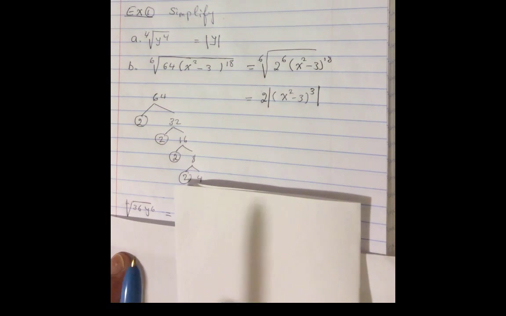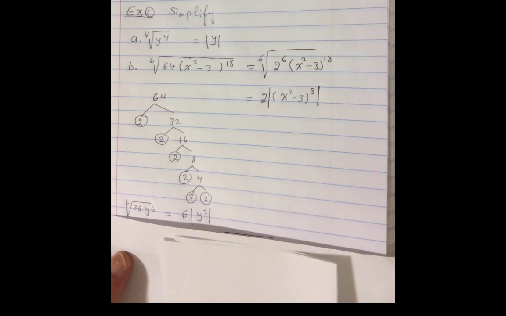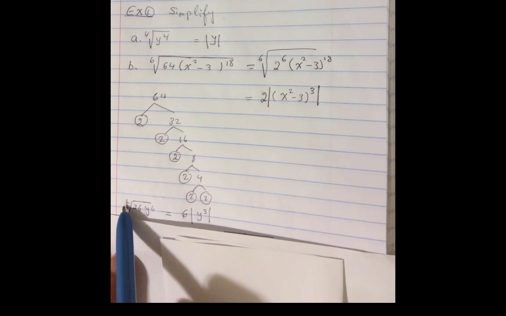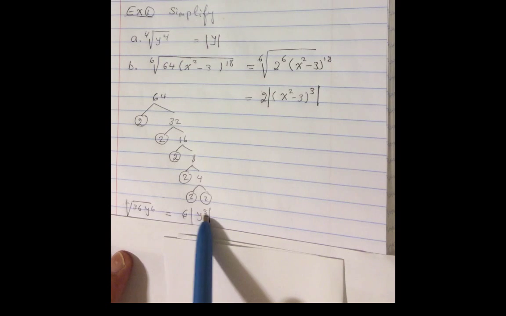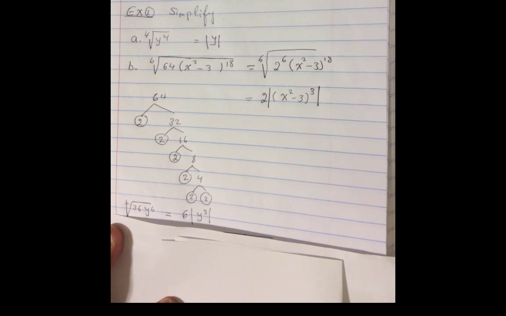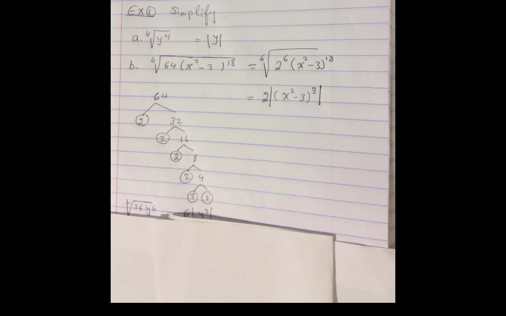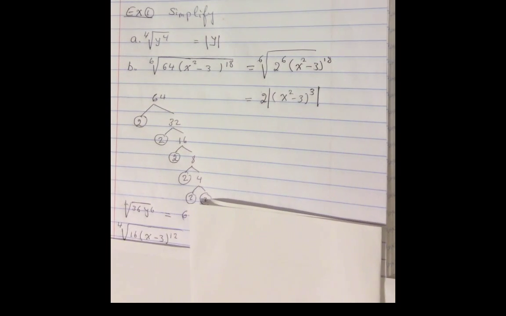Square root of 36, that's 6. Square root of y power 6, you divide 6 by the index, which is an invisible 2, you get power 3, but this power is an odd number, so you have to put y power 3 in absolute value to ensure that the answer is positive. Now here's one more problem for you guys.